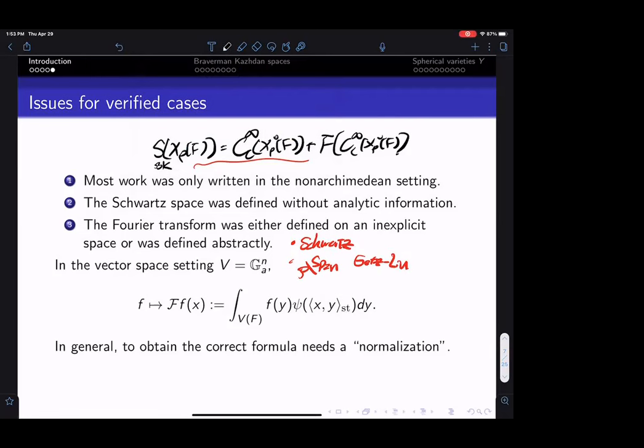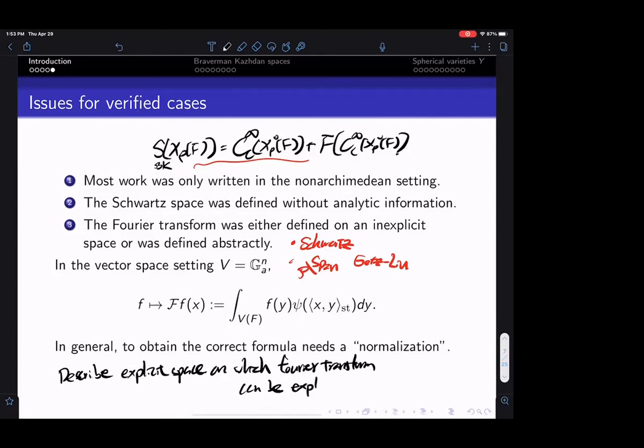And so the goal for today's talk is to describe explicit spaces on which the Fourier transform can be explicitly written down, in the two specific cases that we are going to talk about.